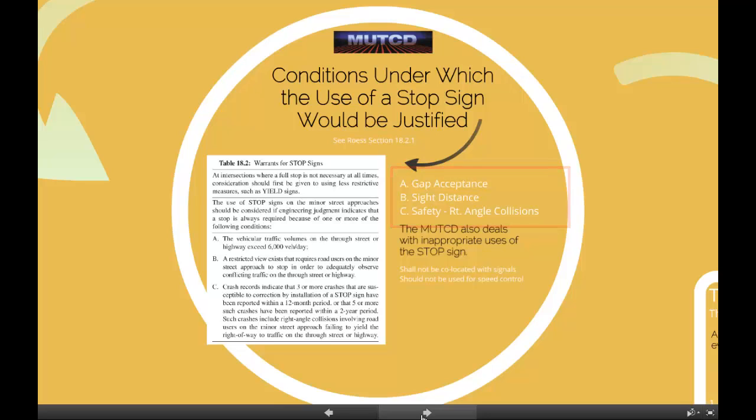We must also be aware of MUTCD statements regarding inappropriate uses of stop signs. The MUTCD says that stop signs shall not be co-located with signals. This disallows a past practice of turning off signals at night, leaving stop signs in place for the evening hours. The MUTCD also states that stop signs should not be used for speed control, although this is frequently done on local streets when arranged in an open grid pattern.